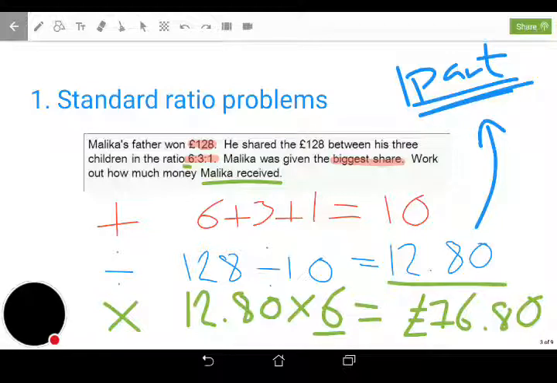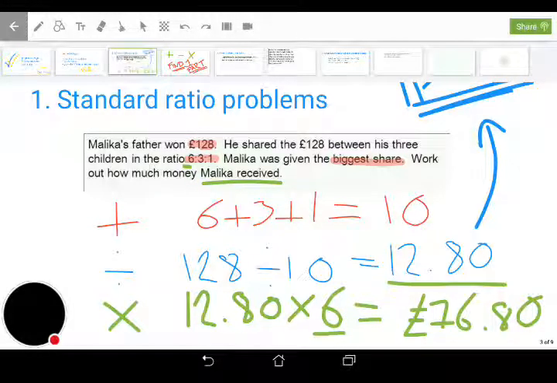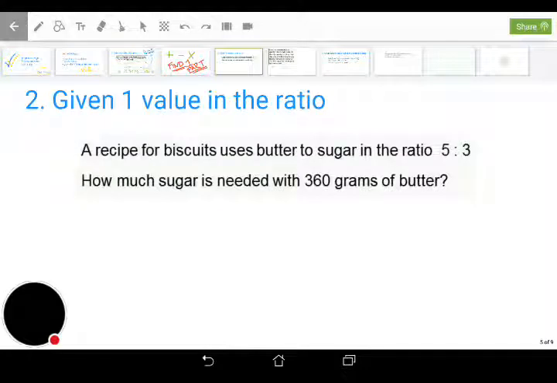Okay, so when you're given a total, a ratio, and the instruction to share it, we need to go on to our standard ratio problems and the process that we'd use for that. When we're looking at a different kind of ratio here, this is when I'm given one value in the ratio.